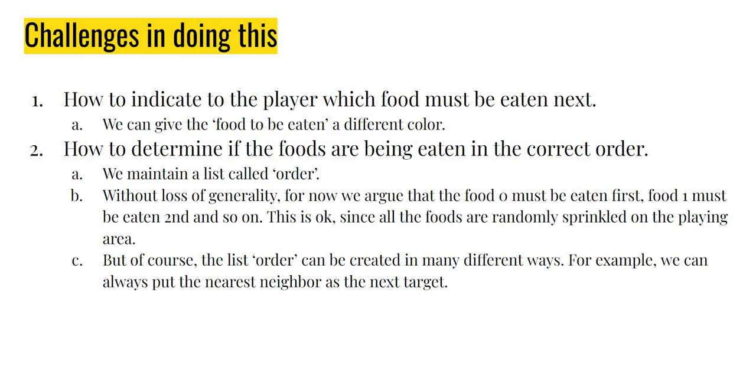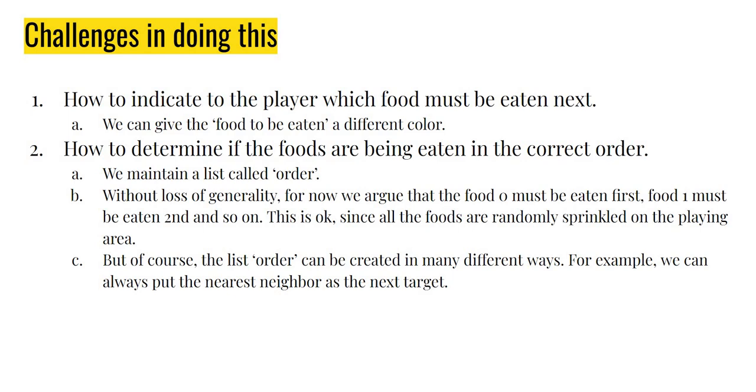For example, how do we know that the food that is eaten right now is in the right order or it's not in the right order? Well, the way we do that is that we maintain a list called order. Now, for now, and without loss of generality, we say, okay, look, food 0 must be eaten first, food 1 must be eaten second, and so on and so forth. Now, this is okay for now because foods are being randomly sprinkled, as we just saw in the demonstration.